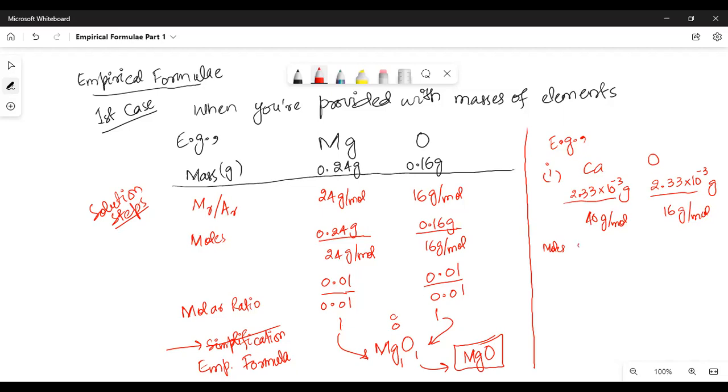5.825 multiplied by 10 raised to power minus 5. Okay, and what about oxygen? 1.45 multiplied by 10 raised to power minus 4. All right, great. Then which answer do you think is smaller out of both of these?